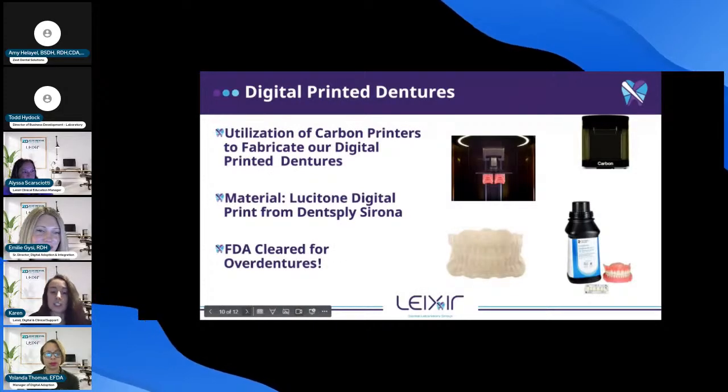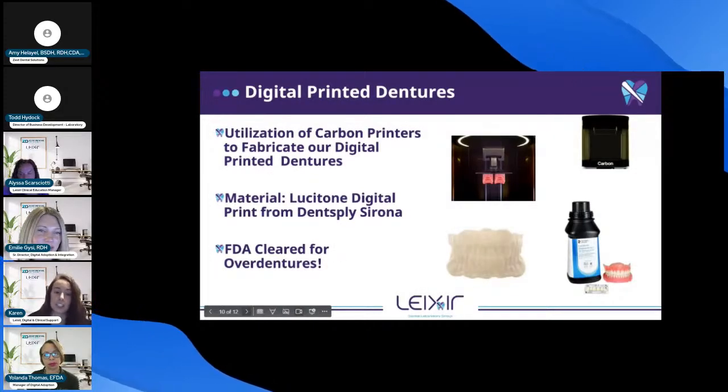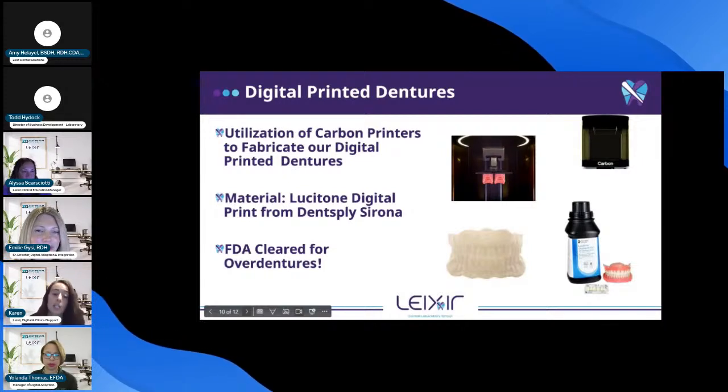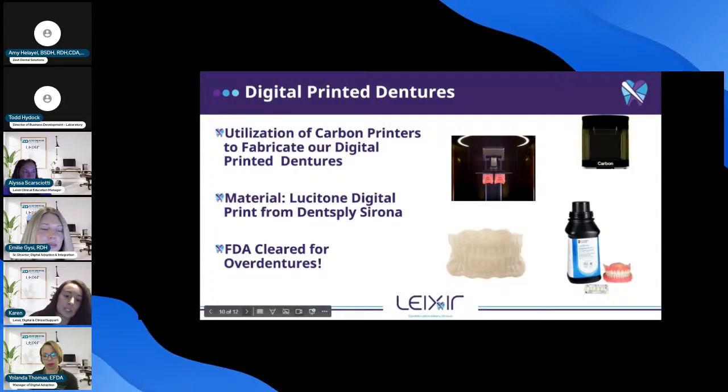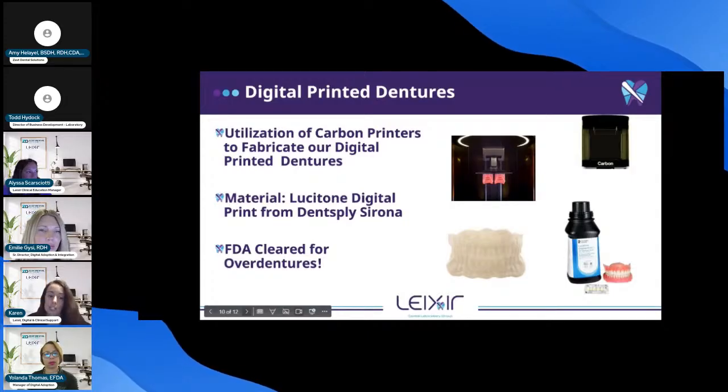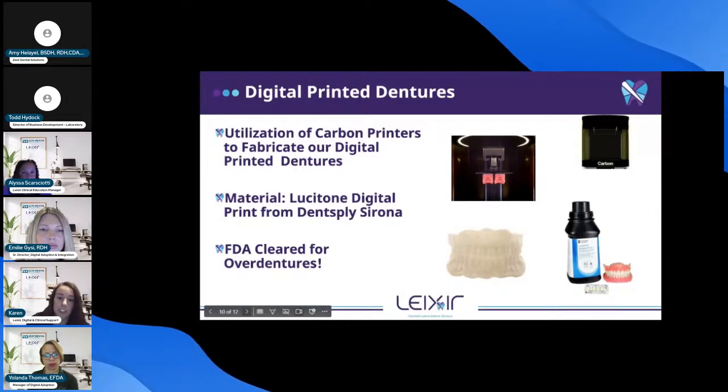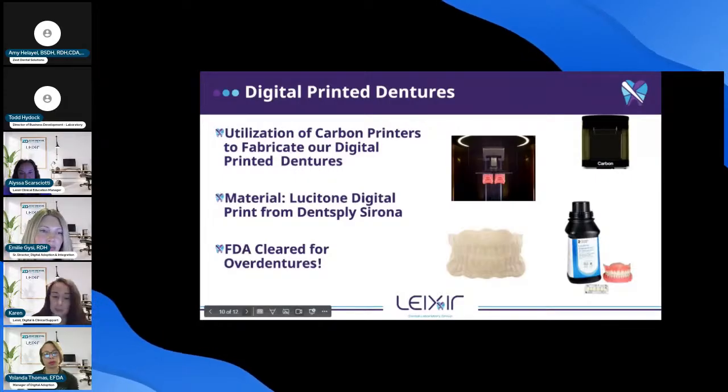So this is just a little bit on the digital dentures. I'm not sure if any of you guys are familiar with them. You might have heard of them. I don't know if you're using them. This is just kind of what we've been using. They're FDA cleared for overdentures, so they're great for them. These are just little tidbits of information.